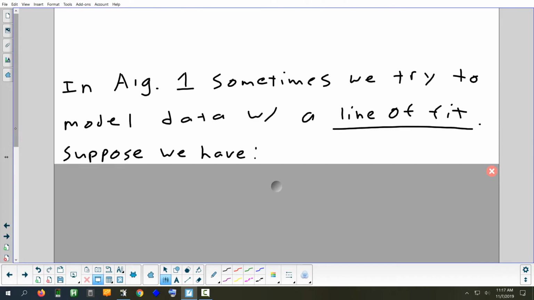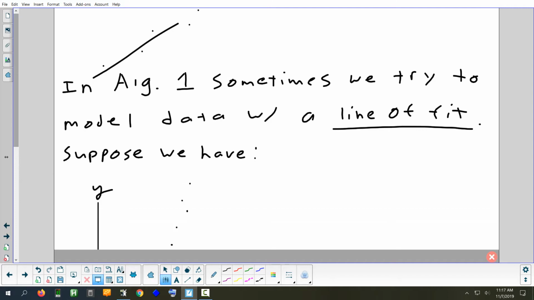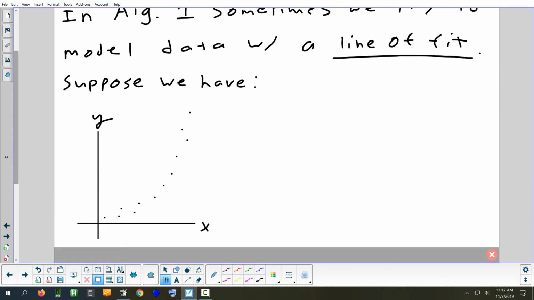So, in Algebra 1, sometimes you've got data like that, and you try to find what's called a line of best fit. Right? So you basically find the best slope and the best y-intercept you can that goes through your points. Now, if you had something like that, would a line be a good fit? No. Okay. This would be better suited to a curve.